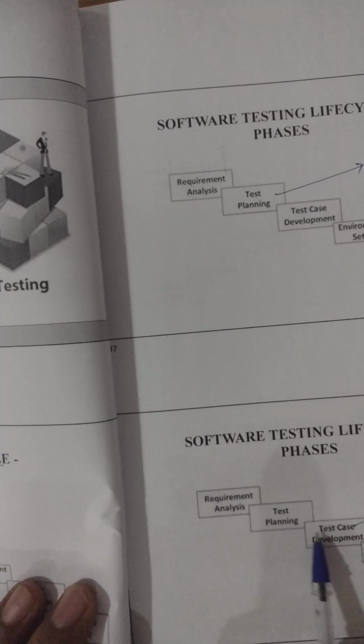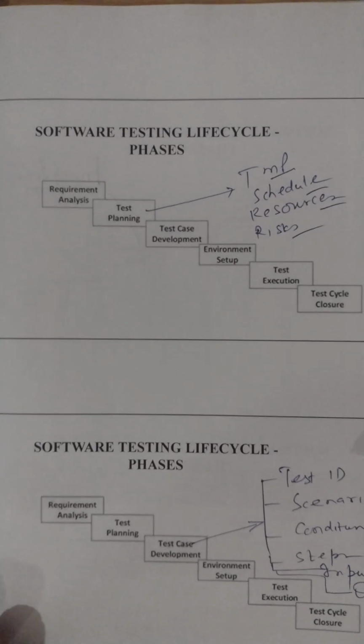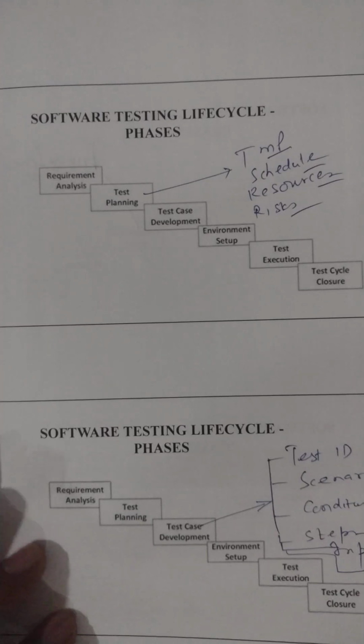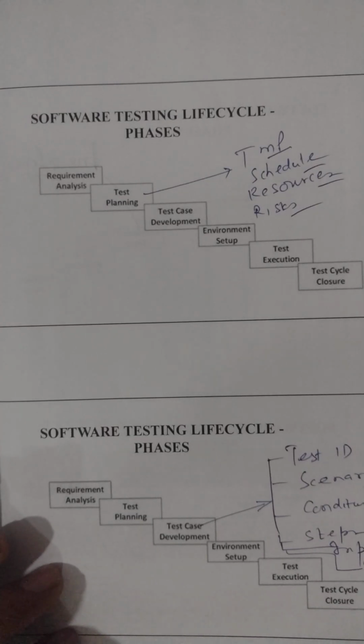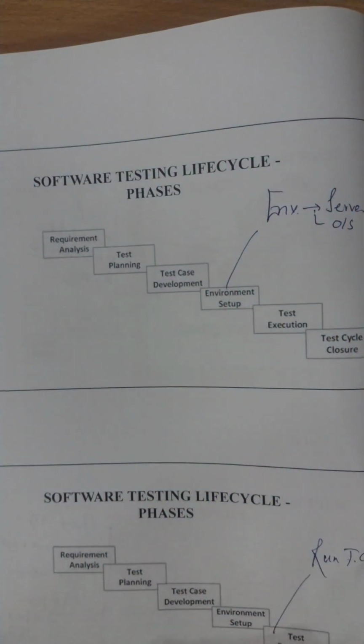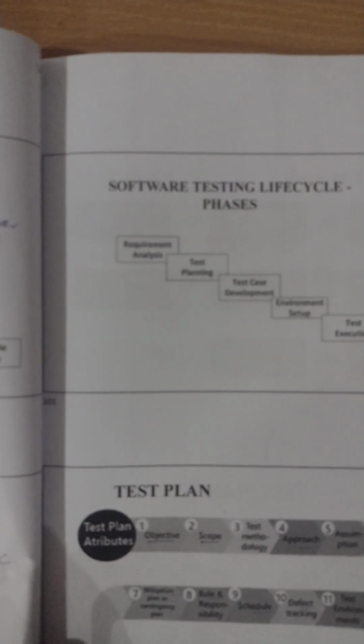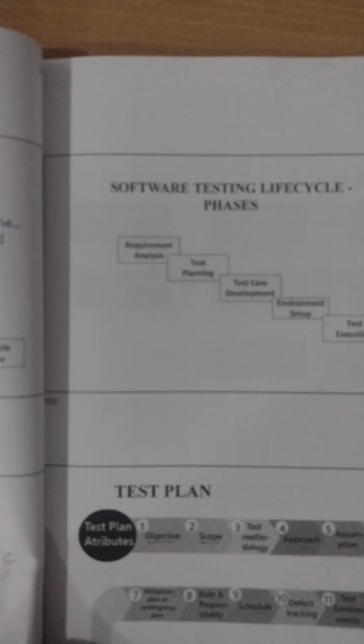Then planning will be done, and then test case development, where we give a unique ID to various test cases, scenarios, condition, input, output, steps to be covered. Then the test environment setup, server, operating system, and everything will be done. Then we run the test cases, and finally after the execution the closure report will be submitted. Before that, bugs and everything will get fixed.